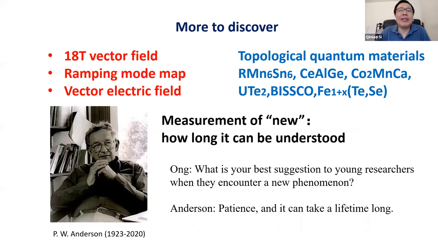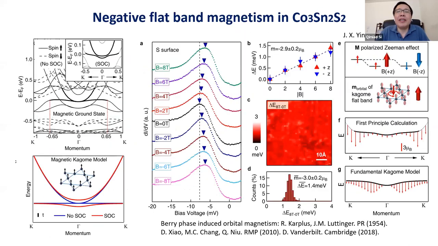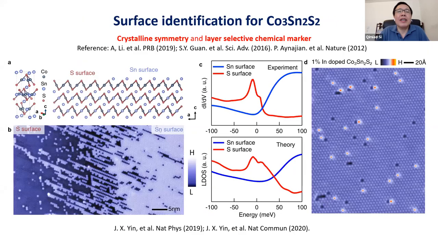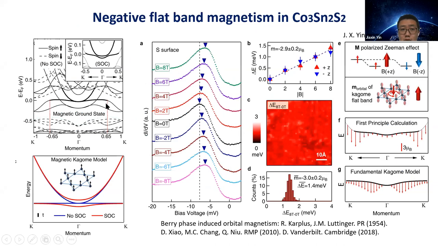Yeah, maybe I can ask. On these Kagome systems, is there any STM evidence for these flat band features? Well, we think this sulfur peak in cobalt tin sulfur could be a good candidate for the flat band peak, because from the first principle calculation, we do have such a flat band mimicking the tight binding model, and its orbital magnetic feature is consistent with the first principle calculations.